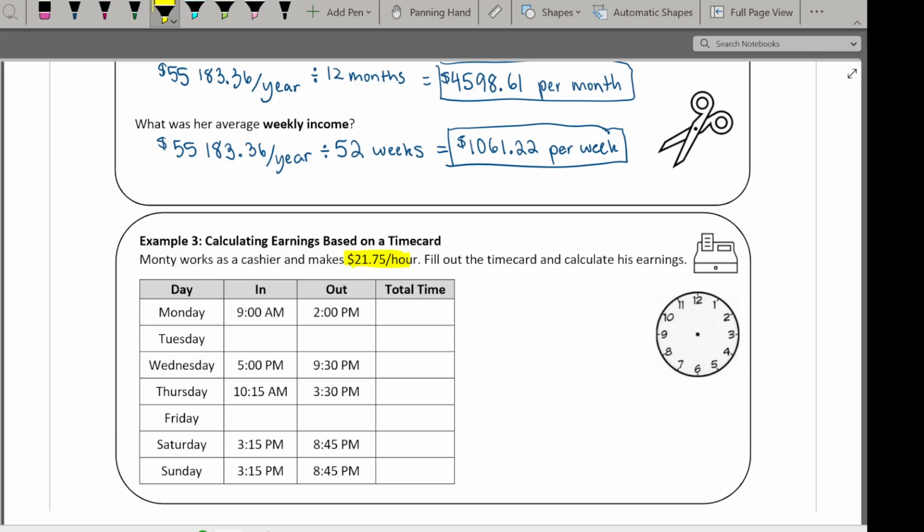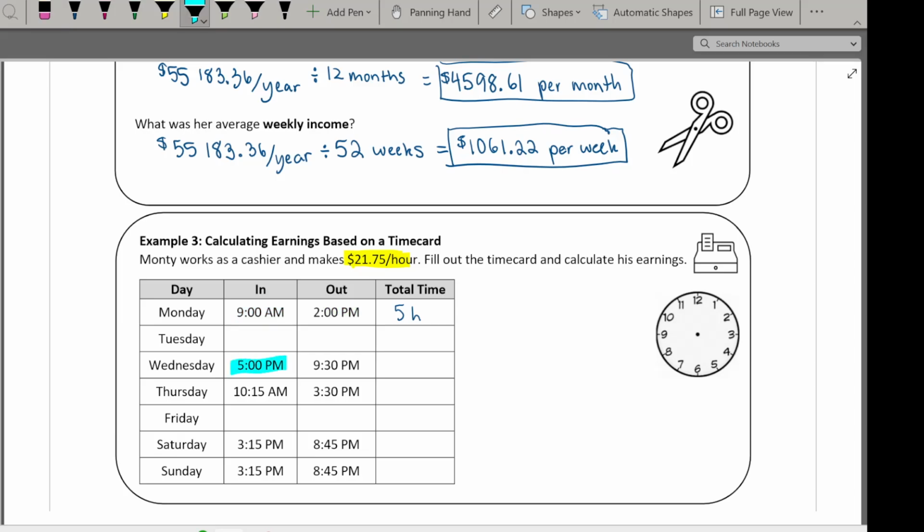Okay, so for Monday he's starting at 9 a.m. So I'm going to go to 9 on my clock, and he's finishing at 2 p.m. So the clock is a great visual for counting. So it's going to be 3 hours to get to noon, and then another 2 hours to get to 2 p.m. So that's 5 hours total. Okay, let's go to the next one. I'm just going to erase the highlighting every time.